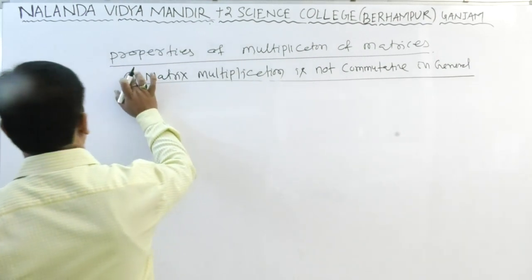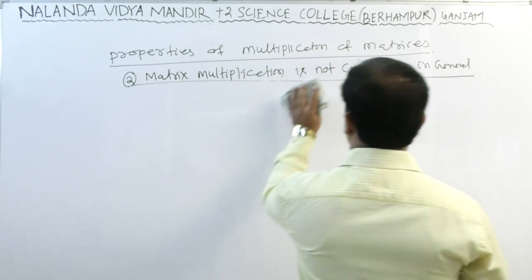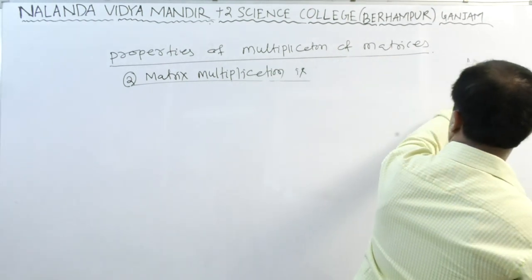The second one is matrix multiplication is associative. You know what is associative?